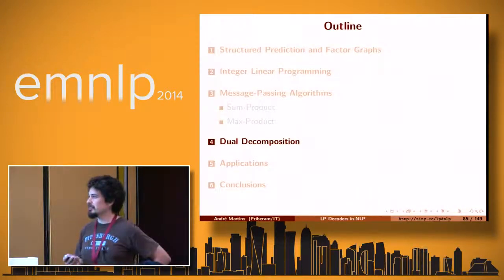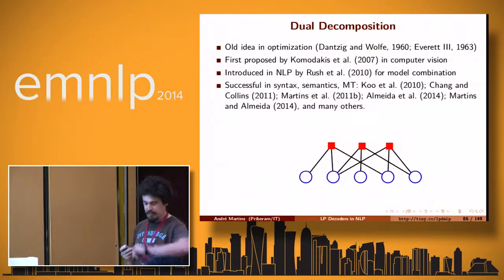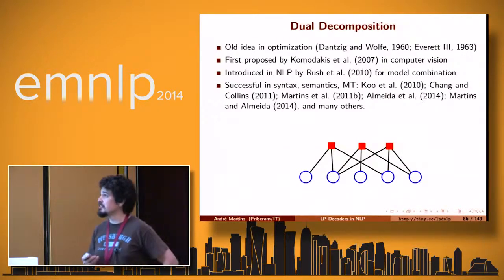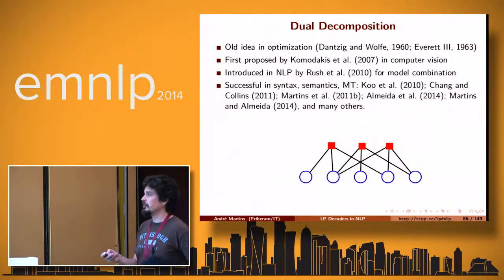Okay, so let's talk about dual decomposition. This is actually a pretty old idea in optimization. It was first proposed in the 60s. In the context of machine learning, it was first proposed by Komodakis. And in NLP, it was done by Sasha Rush and Michael Collins' group as a way of combining two models to build a more powerful model. Since then, it has been quite successful in many problems in syntax, semantics, MT, and others.